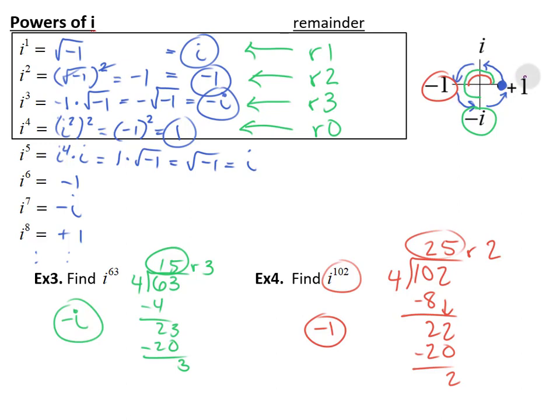So the reals go on the x-axis and the imaginaries go on the y-axis. It's a nice way of remembering that little chart.